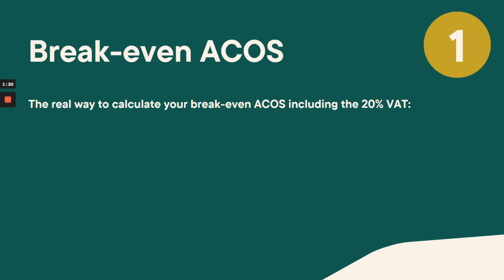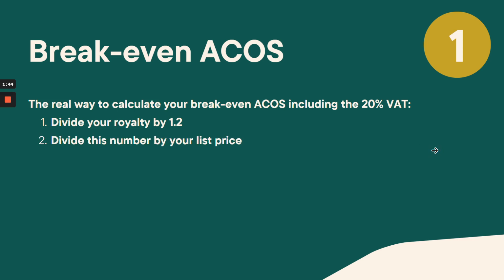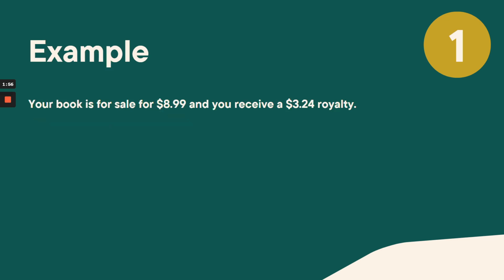So here I'll show you the real way to calculate your break-even ACOS point, which is including that 20% VAT, which is added on at the end. So initially, you want to divide your royalty by 1.2. This will negate that 20% that we've added on. Now, once you've done this, you divide this number by your list price. So if you're listing your book for $8.99 or whatever, that is what you divide it by. And then finally, you multiply this by 100. So it's pretty simple to figure out, but I'll show you with an example now.